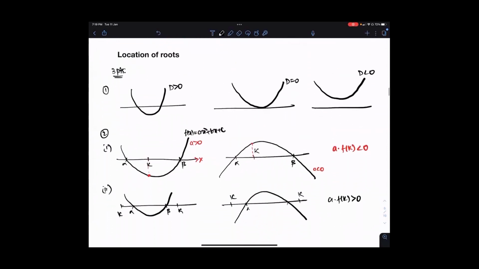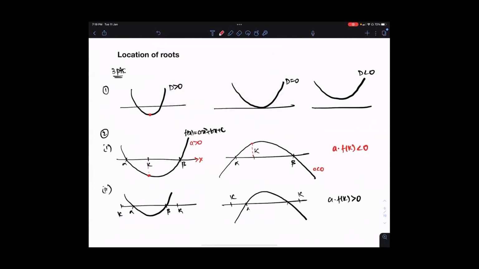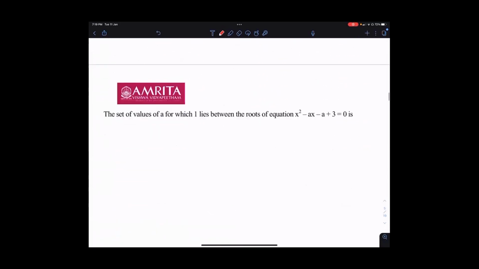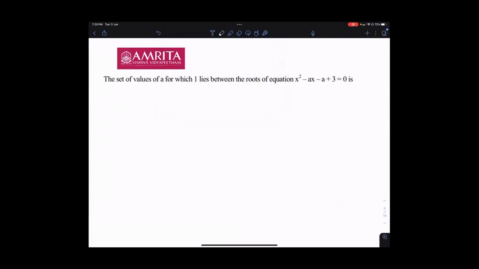And moreover, in the graph, I think this point is familiar only, that this is called vertex. And the x coordinate of the vertex will be nothing but minus b by 2a. Fine. Let's use all these concepts in solving these questions here. In location of roots, most important thing is visualizing the graph.